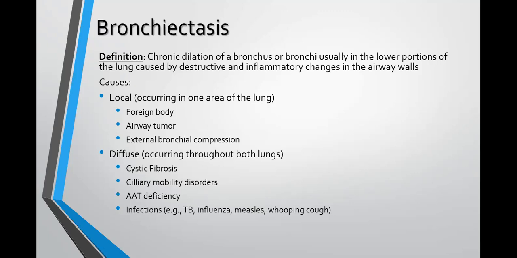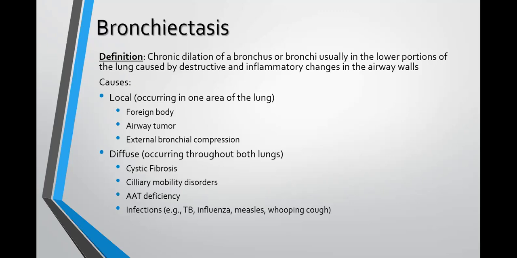It could be uniform wideness all the way through, or it could be like sacs, right? It's so wide it almost looks like an alveolar sac, all right? But it's not an alveolus. It's actually a bronchus or bronchiole, right? And that's bad, right? That's bronchiectasis.